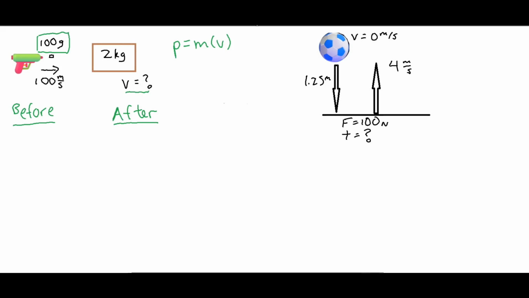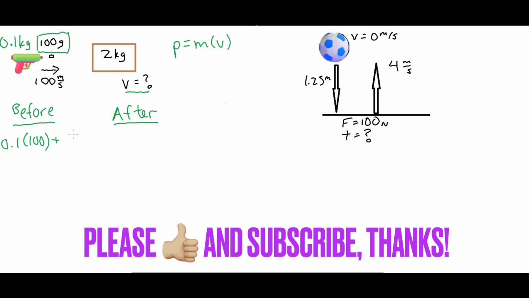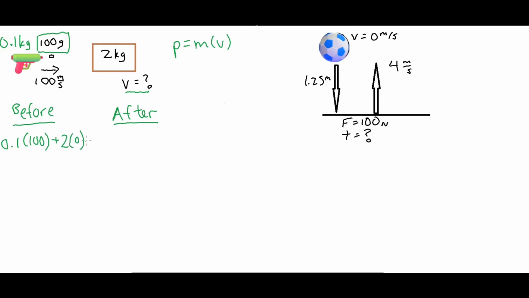All right, first of all, I notice that this is in 100 grams. If you take 100 and divide it by 1,000, it turns into 0.1 kilograms. Okay, so let's go ahead and get that out of the way so everything is in kilograms and meters per second. Now we have the bullet before the collision, 0.1 times a velocity of 100. And then we have the mass and velocity of our block. Our block is 2 kilograms, and it looks like it's just sitting there at rest.